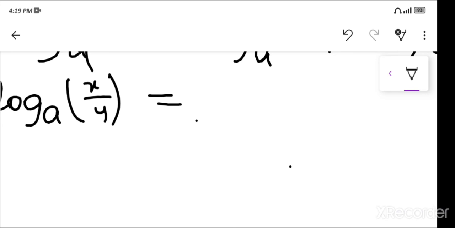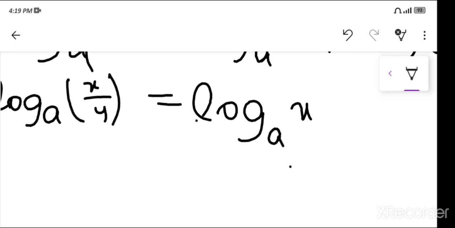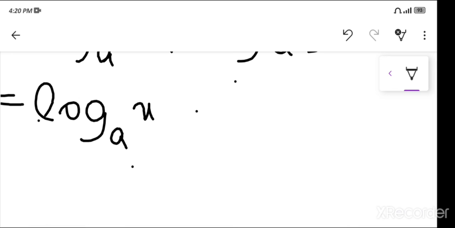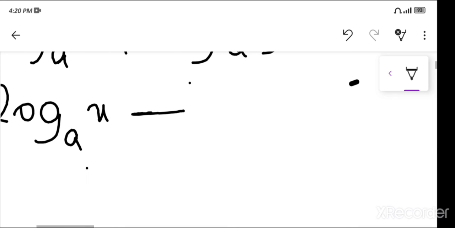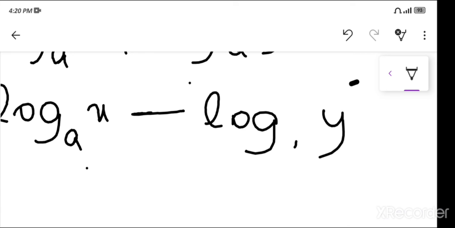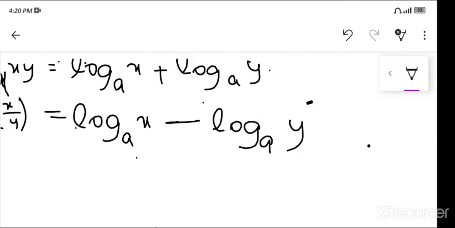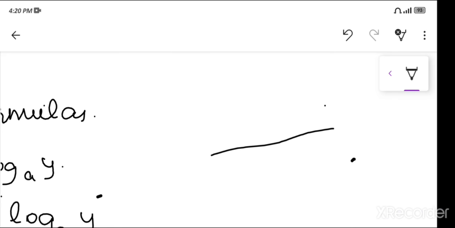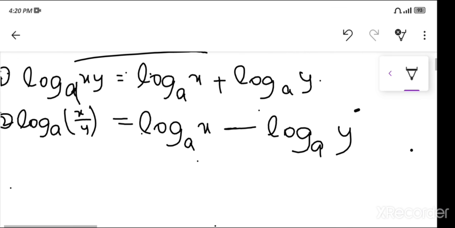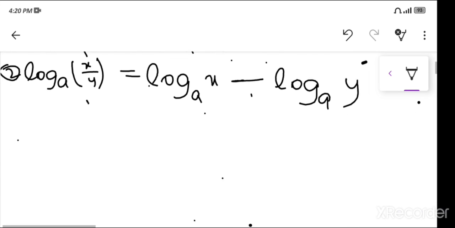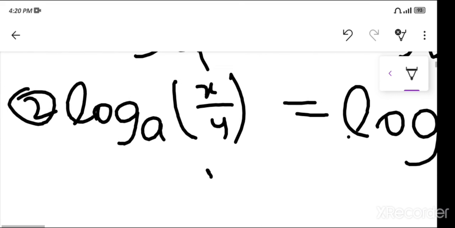When you expand the division form, log x to the base a becomes minus log y to the base a. It's that simple. When there's a product, it becomes plus. When there's division, it becomes minus. It's that simple. Alright, that's the second formula.